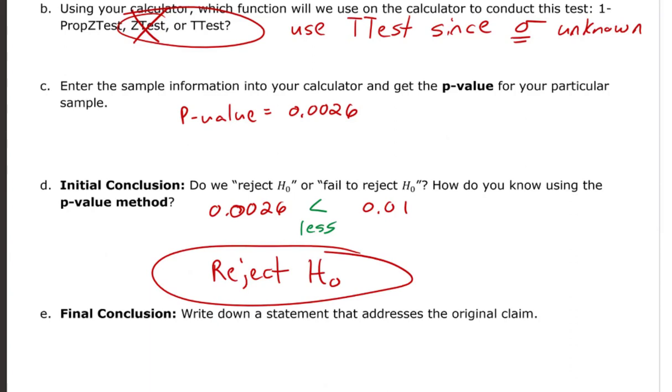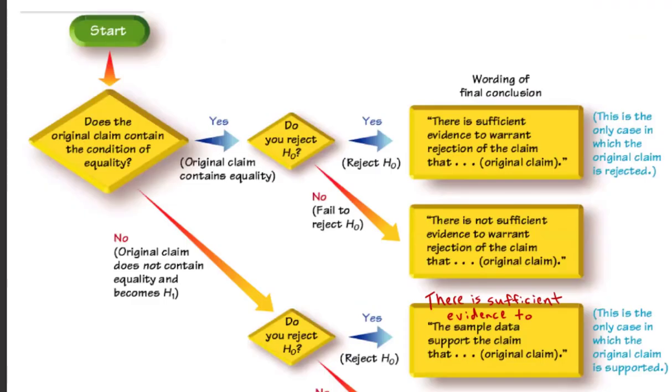Okay. And then to write down our final conclusion, that's where you follow your flowchart to get to the statement. We'll go over there now to our flowchart. So on this problem on the flowchart, we have the original claim. Does it have equality? Well, we're trying to test a claim that it takes greater than 4 years to get your bachelor's. That was our original claim. So no, that didn't have an equal sign. It was greater. So we're going to follow the no path down through here.